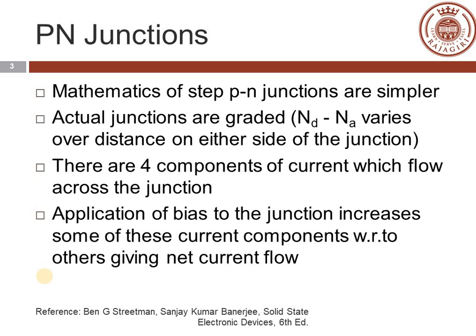Once you apply some sort of bias to the junction, that will increase the value of some of these components with respect to some other components, which will give rise to some net current flow. At equilibrium, all these components have equal magnitude, so your net current will be 0 at equilibrium. But once you apply bias, some of these components become larger than other components, and hence we will have some net current.